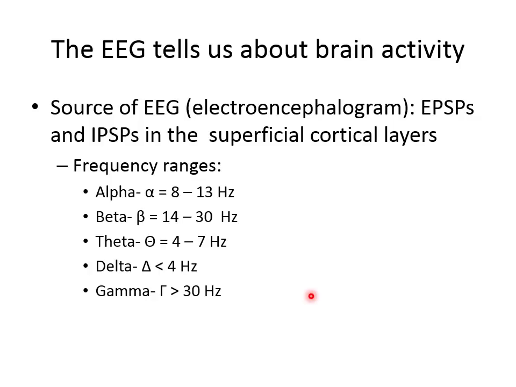The source of the EEG, or electroencephalogram, are EPSPs, excitatory postsynaptic potentials, and IPSPs, inhibitory postsynaptic potentials, over large numbers of neurons in the superficial cortical layers. The frequency ranges of these signals are the alpha wave, 8 to 13 hertz, beta waves, 14 to 30 hertz, theta waves, 4 to 7 hertz, delta waves, less than 4 hertz, and gamma waves, greater than 30 hertz.